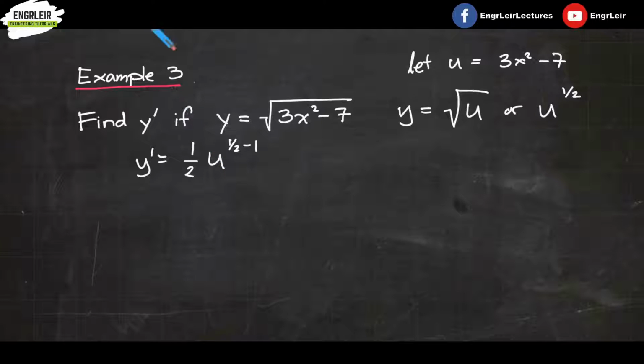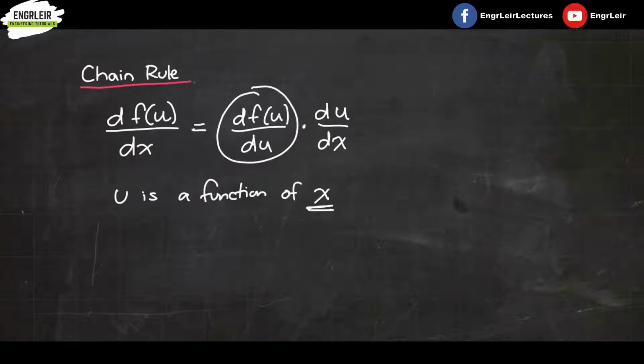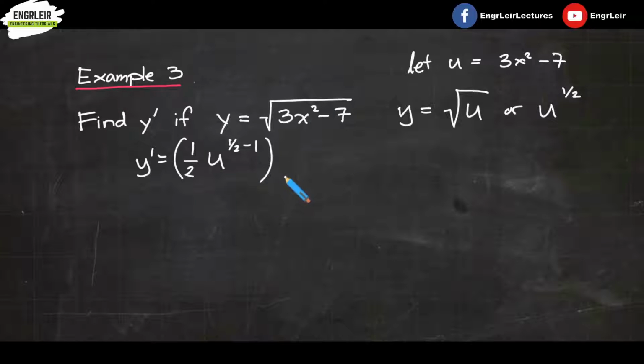And then, after that, we need to multiply it by the derivative of u with respect to x. The derivative of u with respect to x. Okay, like that. So, substituting again, the value of our u is 3x squared minus 7. This will now be our function, the derivative.